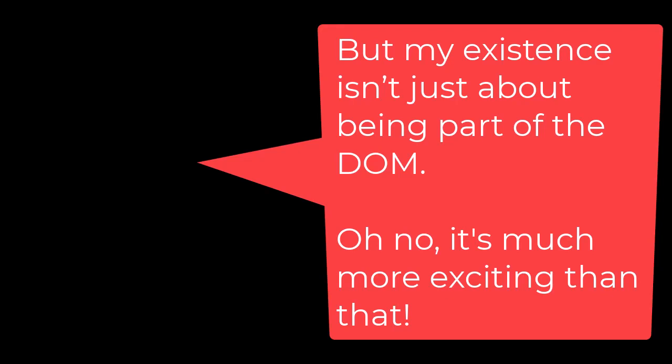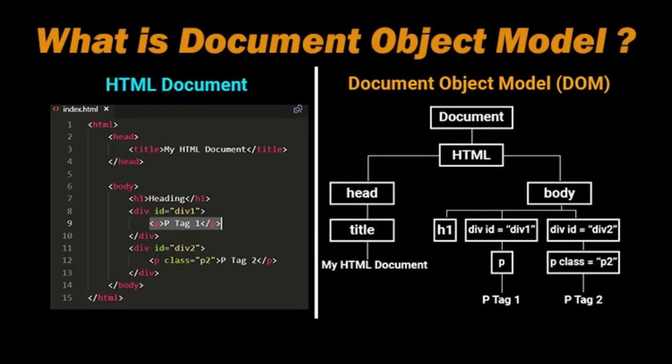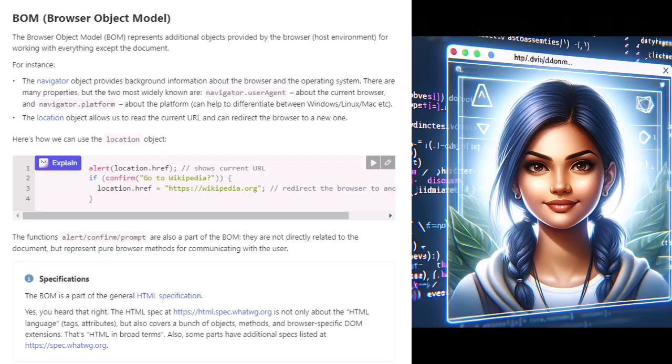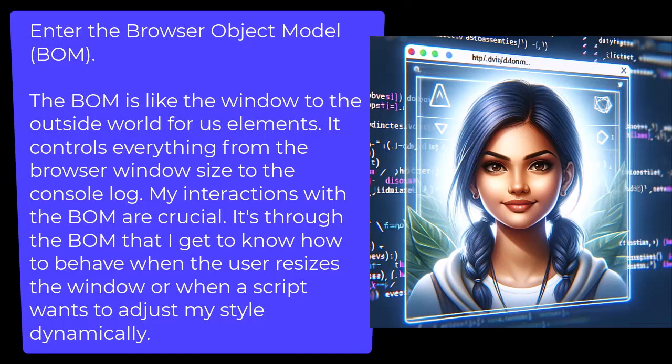But my existence isn't just about being part of the DOM. Oh no, it's much more exciting than that. Enter the browser object model, BOM. The BOM is like the window to the outside world for us elements. It controls everything from the browser window size to the console log. My interactions with the BOM are crucial. It's through the BOM that I get to know how to behave when the user resizes the window or when a script wants to adjust my style dynamically.